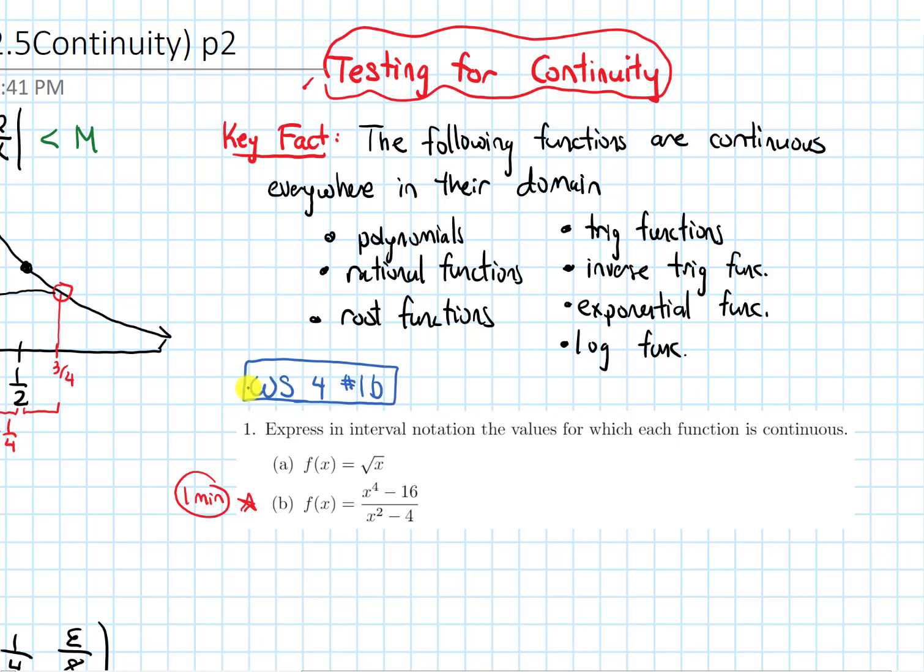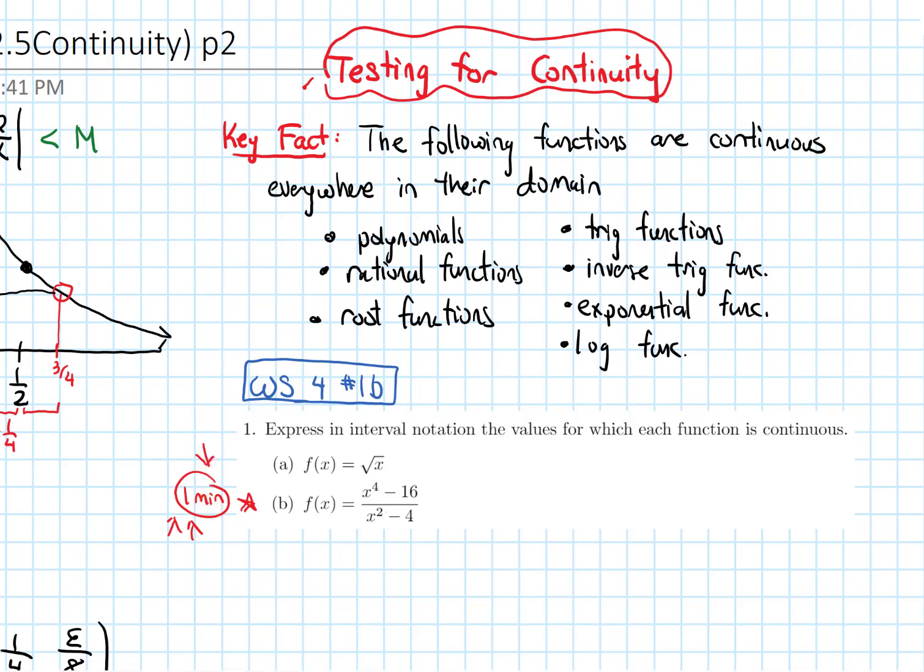We will want to keep that fact in mind as we look at worksheet 4, problem number 1b, which asks us to express in interval notation the values for which each function is continuous. Part B has this function, x to the 4 minus 16 over x squared minus 4. I want to begin by giving you a minute to try this. Pause the video for a minute to try this question on your own first.